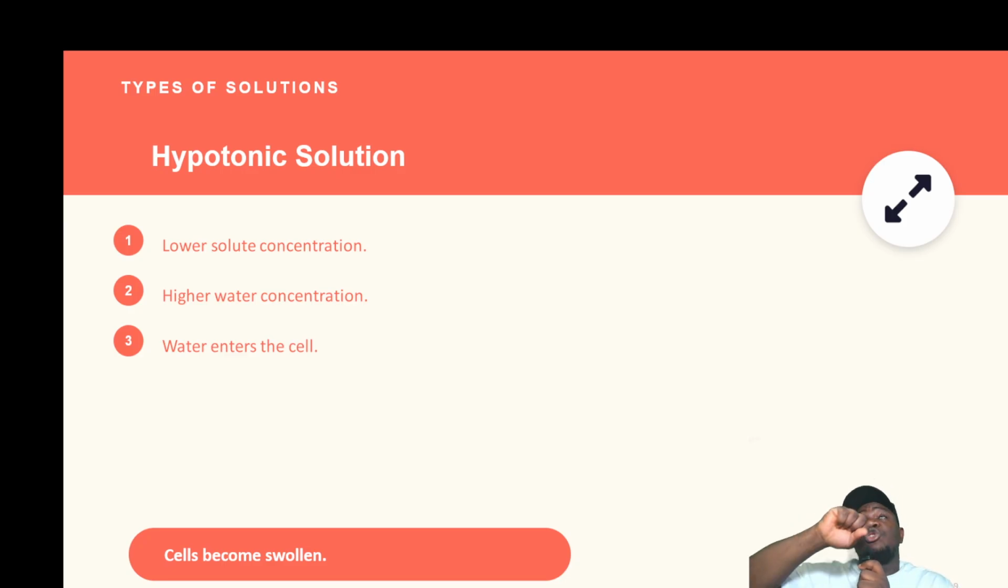Just for example, you are drinking a lot of water and you keep drinking water. What happens? You get extremely filled up. That's what this is all about. So the cell becomes swollen.